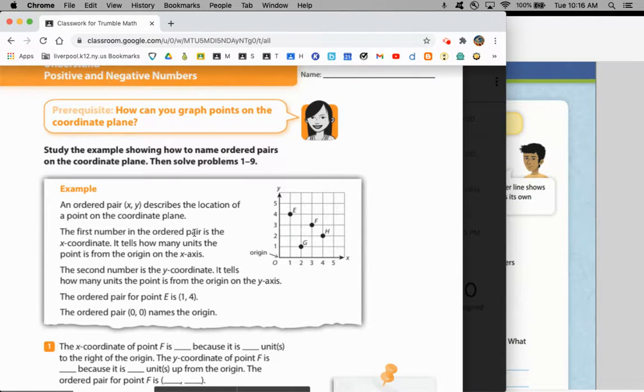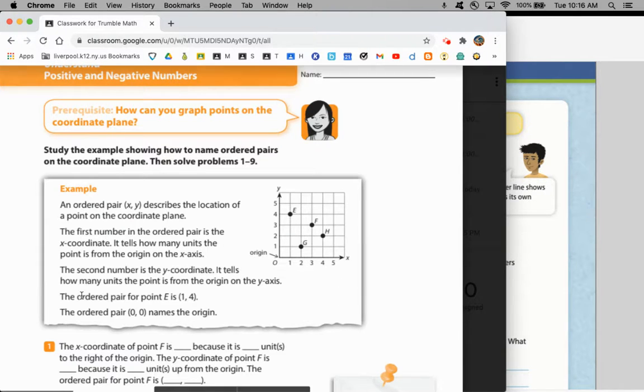The first number of the ordered pair deals with the x, and the second number deals with where it falls on the y-axis. So the ordered pair for point E is 1, 4. You go over 1 and then up 4 to get to this letter E. And why are we dealing with this prerequisite? Because it has to do with number lines. I know these pages don't deal with any negative numbers, but don't worry, that's coming.